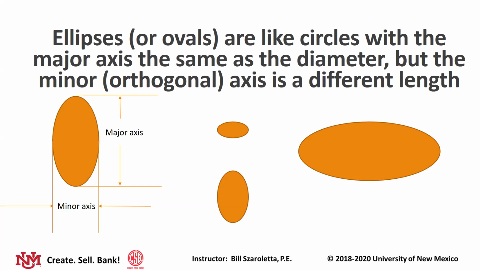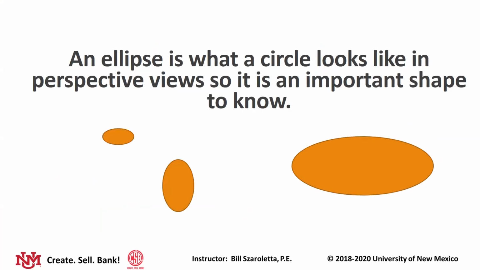It's because a circle is the only shape that won't fall through itself. If it were elliptical, the minor axis, you could locate that and it will go down and hit the people that were down underground. So an ellipse is what a circle looks like in what's called perspective views. So it's really important to know that.